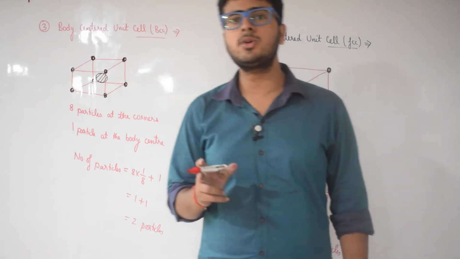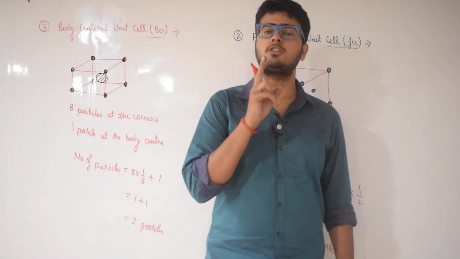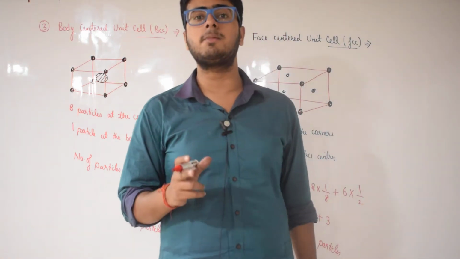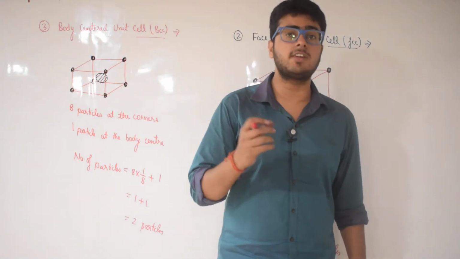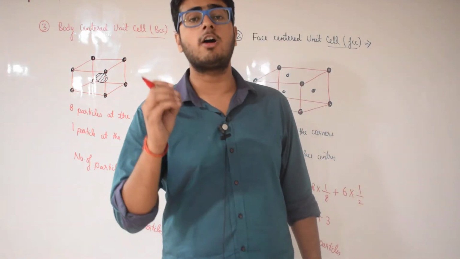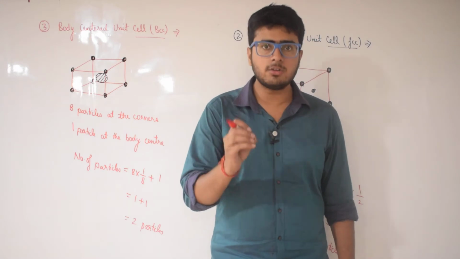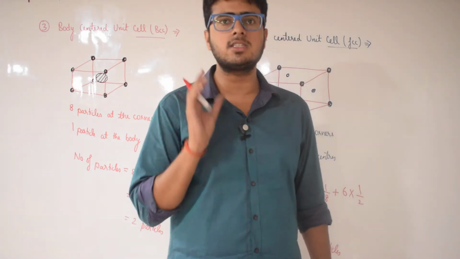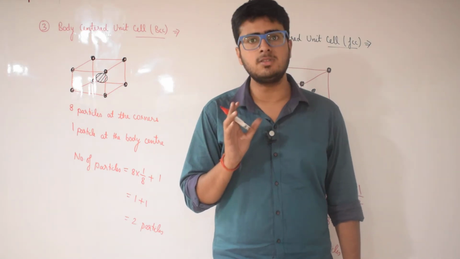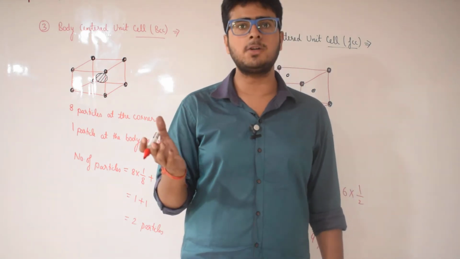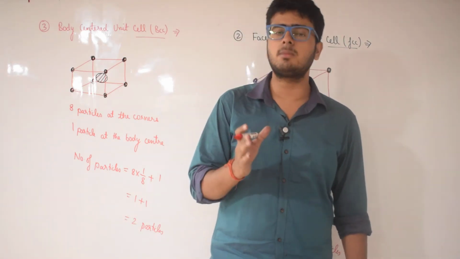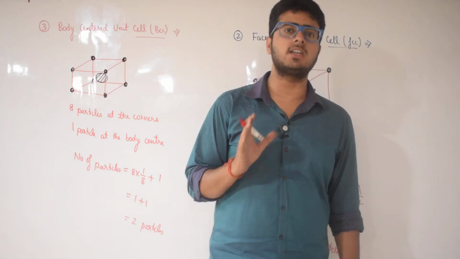We are not going to calculate the number of particles in case of edge centered or end centered arrangement, because there we will be getting the number of particles in fraction or in decimal, and we cannot have particles in decimal or fractions. So, we are not going to discuss end centered or edge centered arrangement. We will be only discussing 3 systems, that would be primitive or simple cubic arrangement, body centered arrangement, and face centered arrangement.